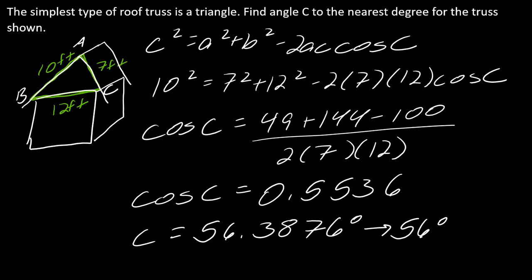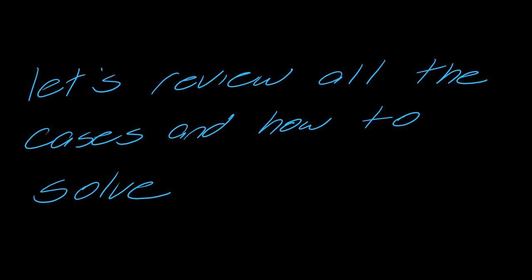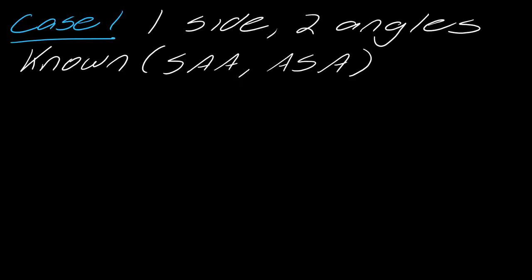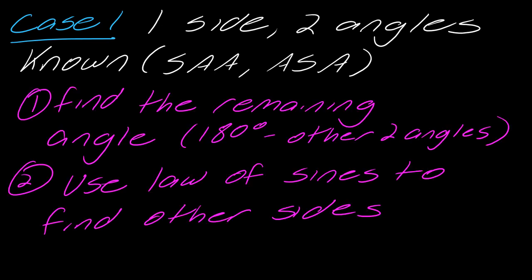Okay, so at this point, I have talked about all the different types of cases with triangles and how to solve them. So I thought I would do a really quick review of all those cases that we've talked about. Case 1 was when we had one side and two angles known, like side angle angle or angle side angle. This was really the first video in my series. You'd want to find the other remaining angle. Pretty easy, right? If you know two angles, you can easily find the third angle. Then you can use the law of sines to find the other sides, and you didn't have to worry about the ambiguous cases.